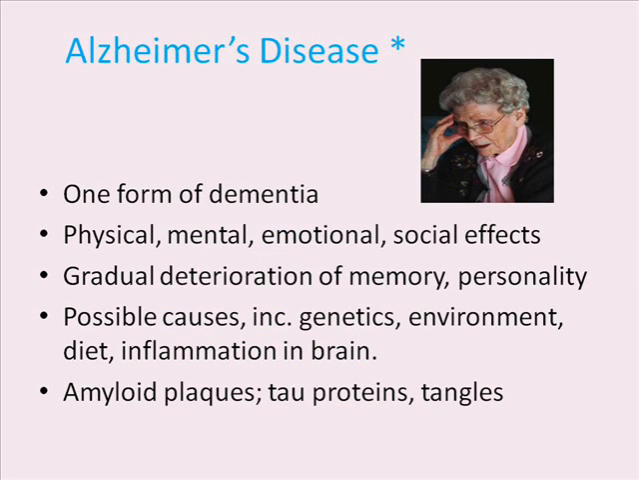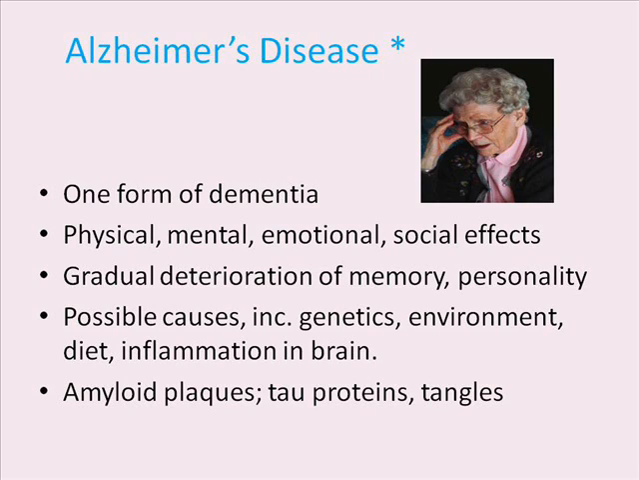And finally, objective number 12, describe the symptoms and proposed causes of Alzheimer's disease. Alzheimer's disease is a form of dementia. There are physical, mental, emotional, and social effects. The primary initial effects are to the person's memory. There's a gradual deterioration of memory over time, but as the person continues to lose cognitive function, they eventually lose the ability to remember who specific people are. They lose the ability to remember ultimately how to walk, how to feed themselves, how to dress, and their personality deteriorates at the same time.